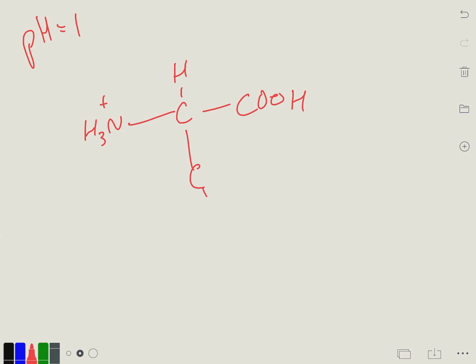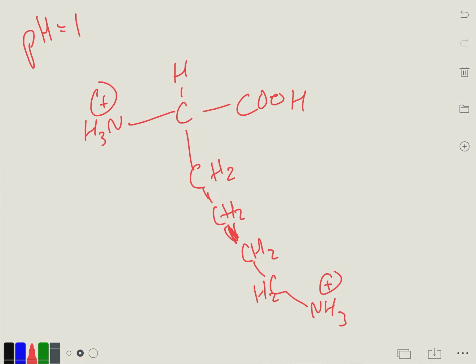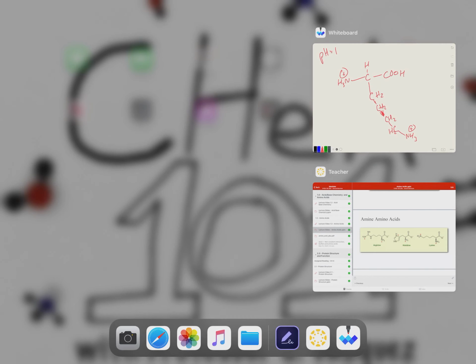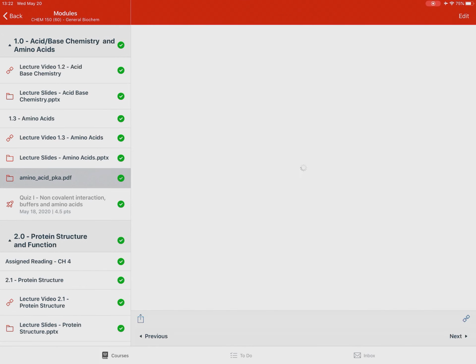So 1, 2, 3, 4 carbons and this guy. Okay, CH2, CH2, CH2, CH2. Okay, this is a single bond here. All right, this is lysine. Now, at a pH of 1, you can see here what is charged and what is not charged. Now, how do you know when something is going to have its hydrogen on it? Well, you go back to this list again, this amino acid pKa list.